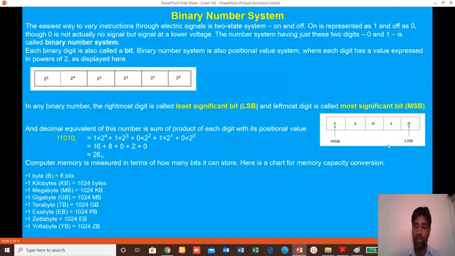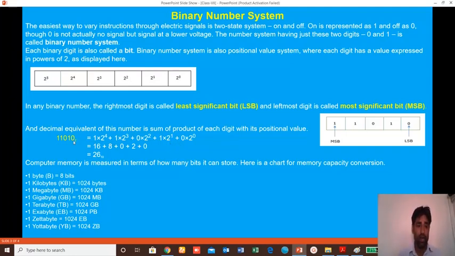As we have already discussed, the rightmost digit is known as the least significant digit, while the leftmost digit is known as the most significant digit. Now, the method of converting each digit to its unit value in a binary number is the same as we have discussed in the decimal number system.